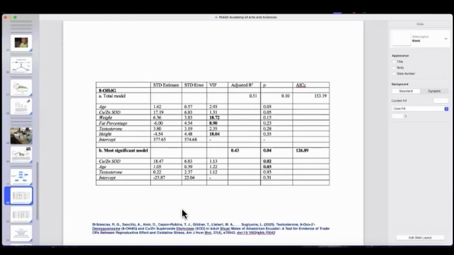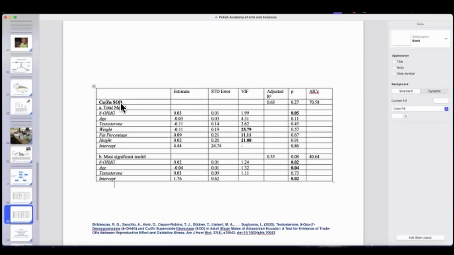What we found was that testosterone had absolutely no effect on any of these measures of oxidative stress. So when you look at 8-OHDG, in the total model, when you look at all these different factors, there's really nothing there. When you look at the most significant model and you focus on these three variables, SOD, age, and testosterone, only SOD and age were significant factors in predicting this model of 8-OHDG, which is what you'd expect. As you get older, you build up 8-OHDG. SOD goes up with 8-OHDG, so that's not a surprise. But testosterone over here, you see, had absolutely no effect. And when you look at SOD, the exact same thing, not surprisingly.